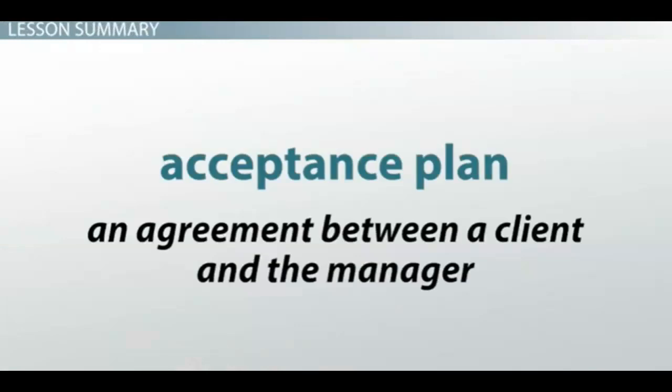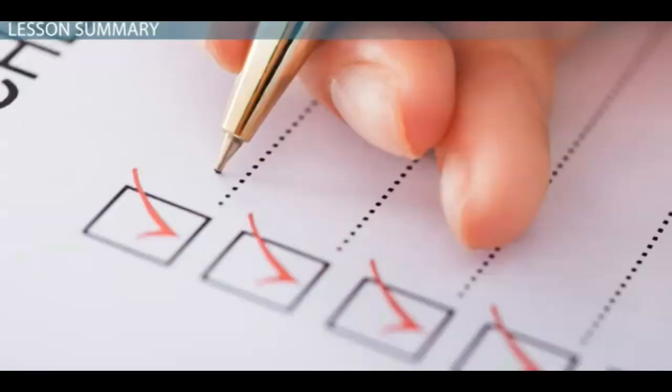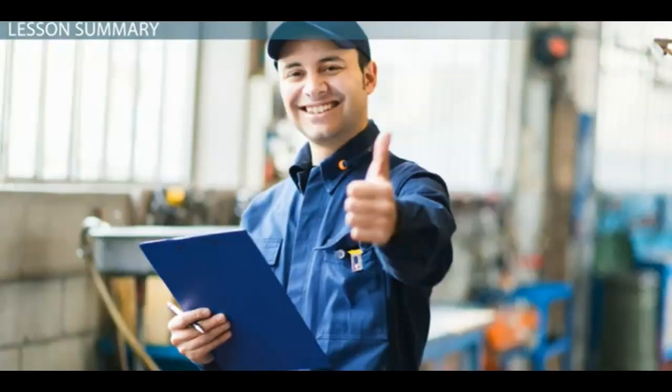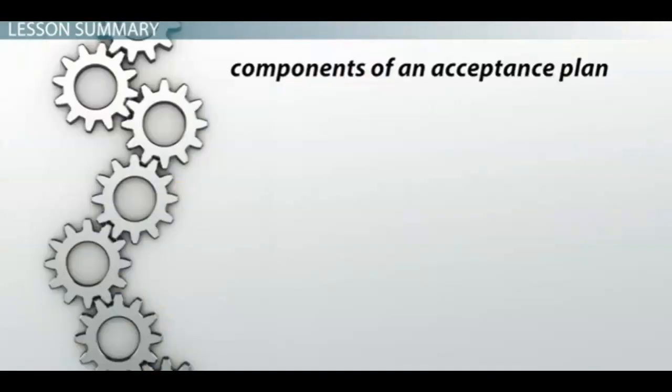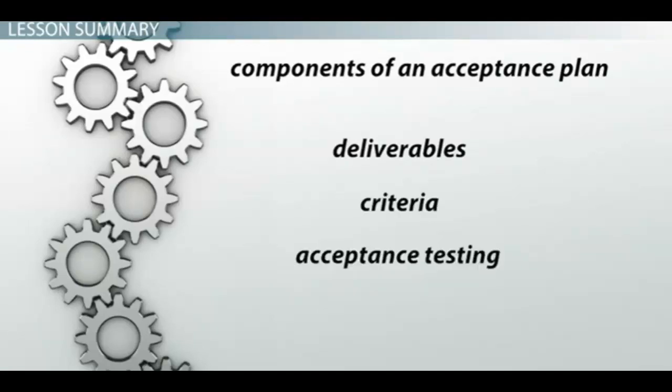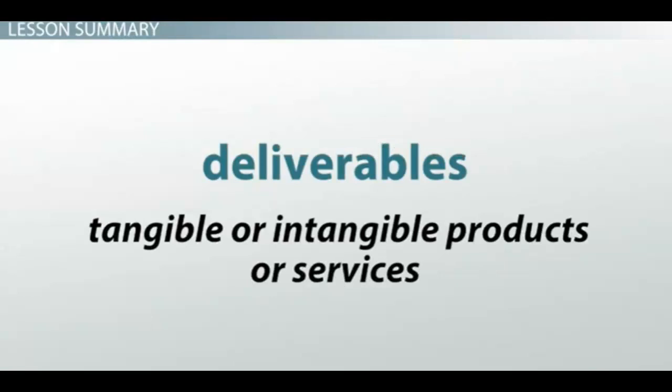An acceptance plan is an agreement between a client and the manager that states the tasks that need to be completed and the criteria that must be met to get final approval from the client at the end of the project. Components of an acceptance plan include project deliverables, project criteria and standards, and acceptance testing. Deliverables are tangible or intangible products or services that are going to be the desired result of a project.